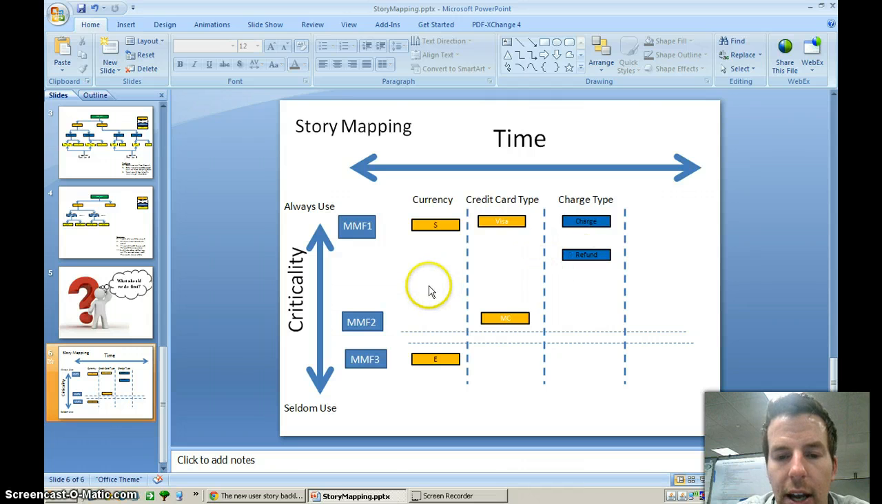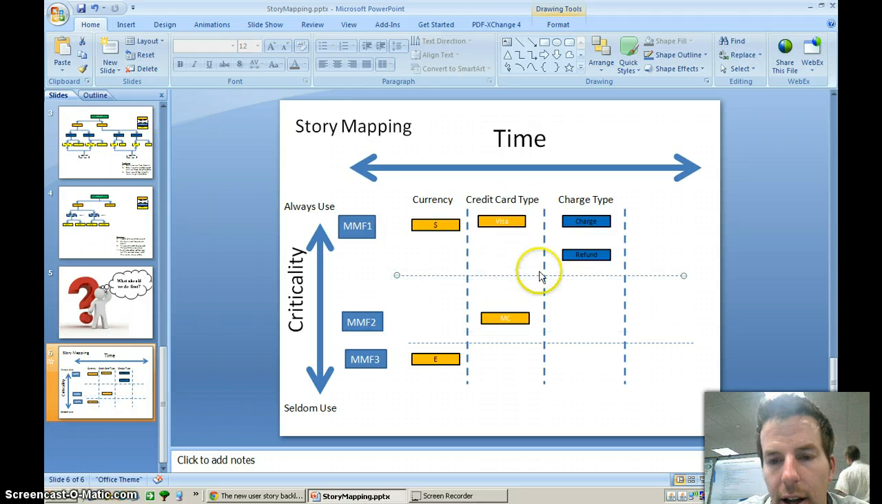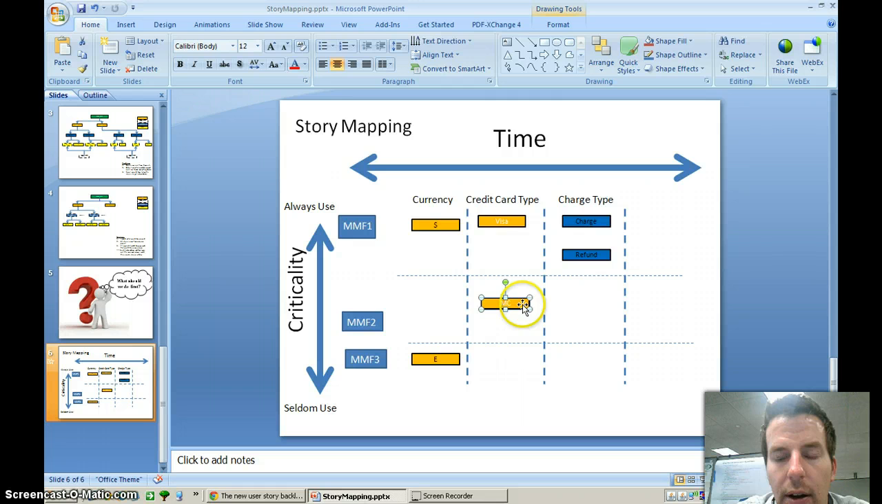And then I would say, okay, is that a minimal marketable product? And then they would say yes. So then you would draw the line here, and then maybe the next thing you would do is MasterCard and then euros. So this is kind of a theme of all the different types of currency. This is a theme for the credit card types, and this is a theme for charging types.